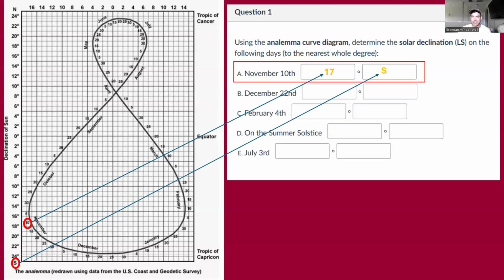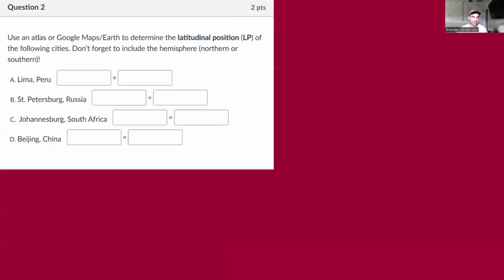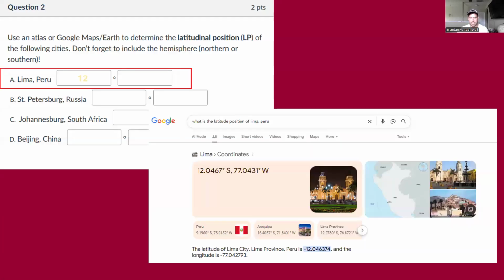Moving on to question two, going to keep building off of this. So use an atlas or Google Maps or Earth to determine the latitudinal position, so just the latitude, of the following cities. So I Googled it. Here is the first one for Lima, Peru. Ta-da! It is 12 degrees south. I know it's 12.0467. Don't worry about that. 12 degrees is fine. And you know, it's the latitude, so it is going to be north or south, and this is south, as you see over here.